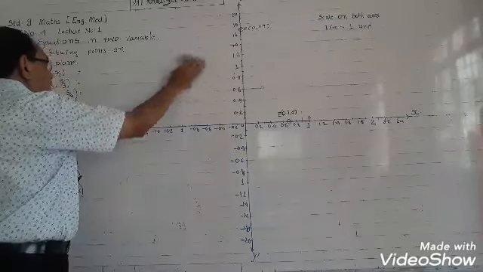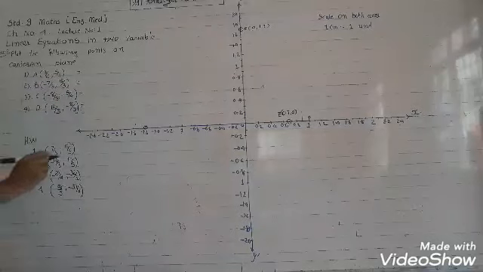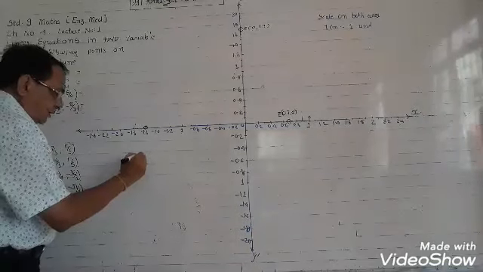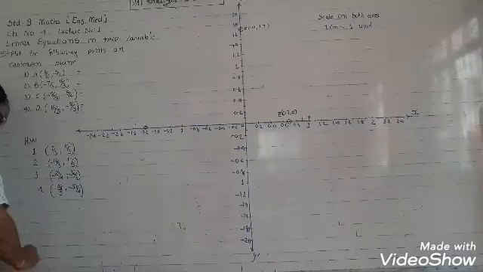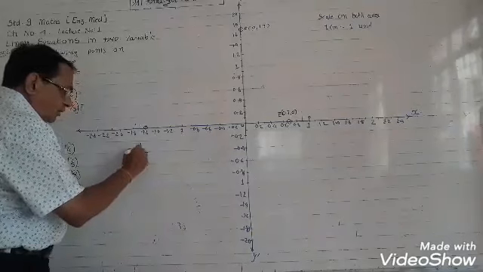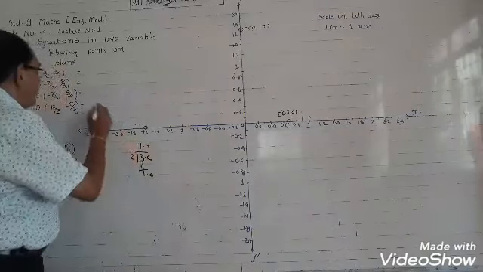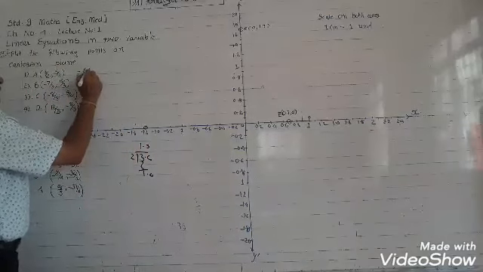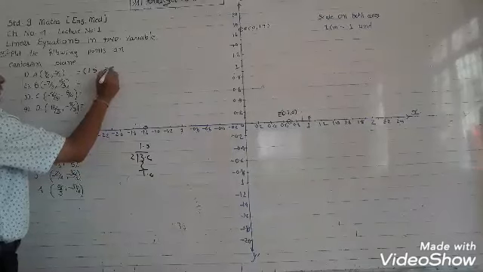Okay, now convert these into decimals: 3 upon 2 and 5 upon 2. 3 divided by 2 is equal to what? Tell me, speak. 3 divided by 2: 1.5. And 5 upon 2 is equal to 2.5. Get it?